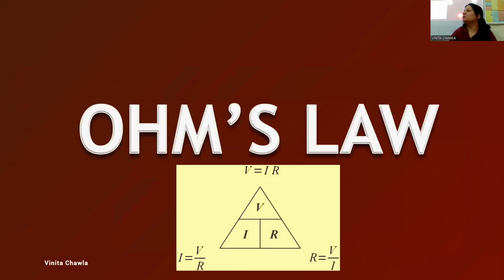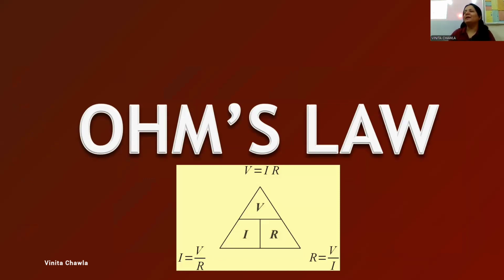So next topic is Ohm's law. You have read Ohm's law in class 10th. Any idea what you had done in class 8, 10th in the chapter electricity? And you might have done the experiment based on Ohm's law in your school.